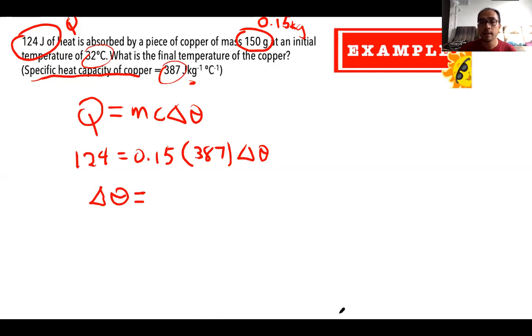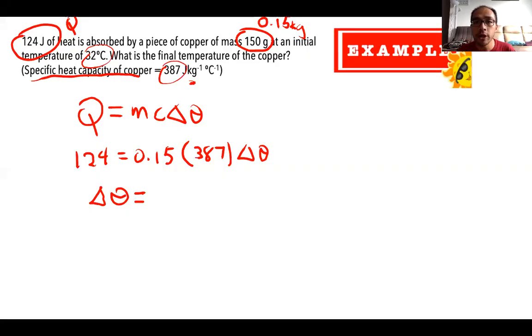Anybody, how much is delta theta? Okay, very good. Iqbal, so the answer is 2.13. So the difference in temperature is 2.13 degrees Celsius. Hold on, it should be 2.14, because if we use 2.136, it is 2.14. Okay, so 2.14 degrees Celsius.